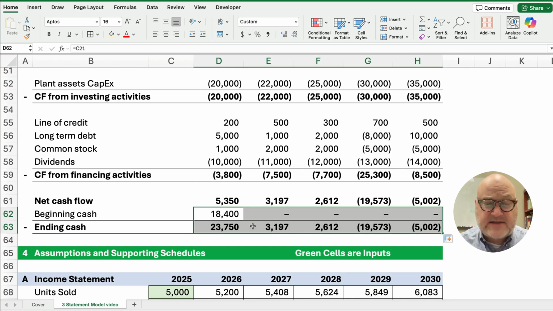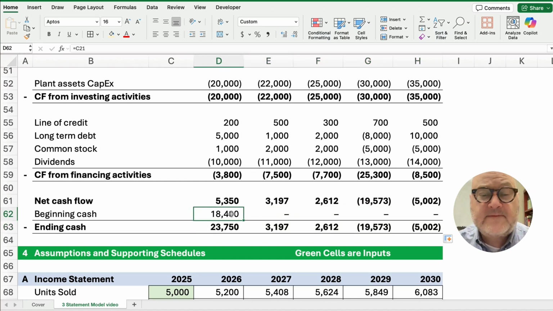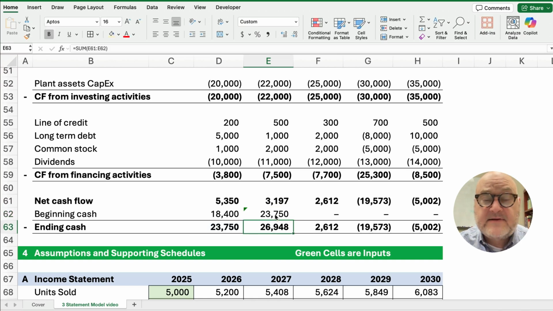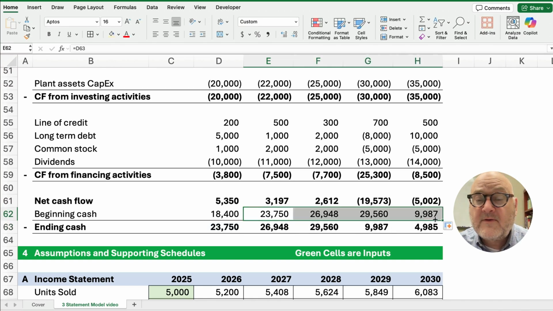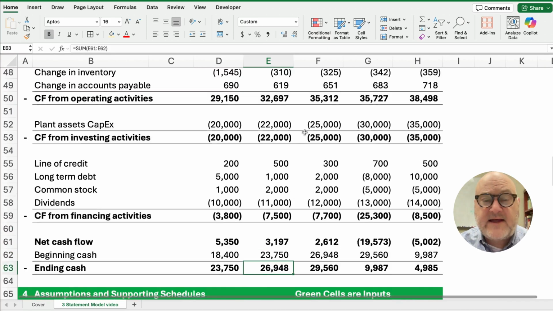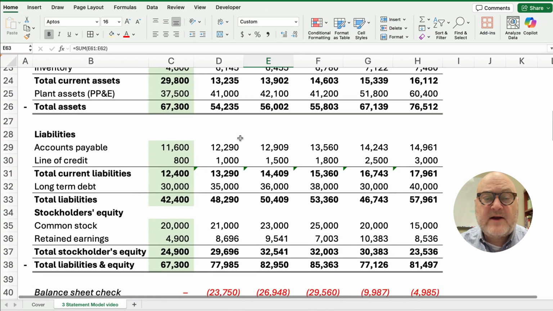That's going to be our beginning cash. Wait a minute, this doesn't look right. So our beginning cash is going to be last year's ending cash, correct? So now we'll copy across. All right, so I think our second year cash is going to be, let me check my numbers here. My second year cash is 26,948. Yep, that looks like it's going to be correct. So therefore we can say this is going to be what our cash is.